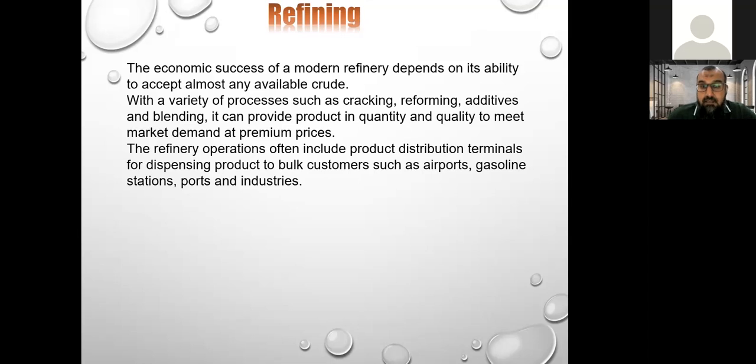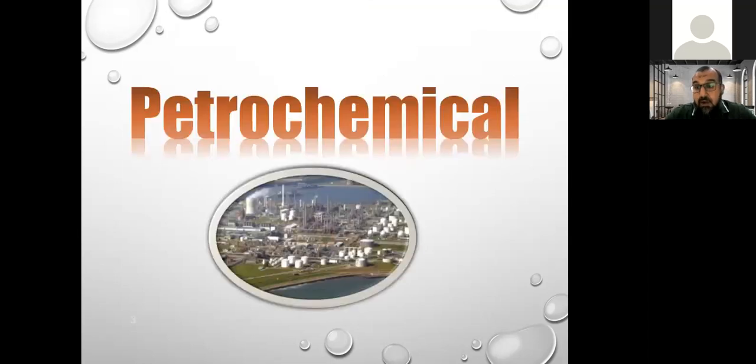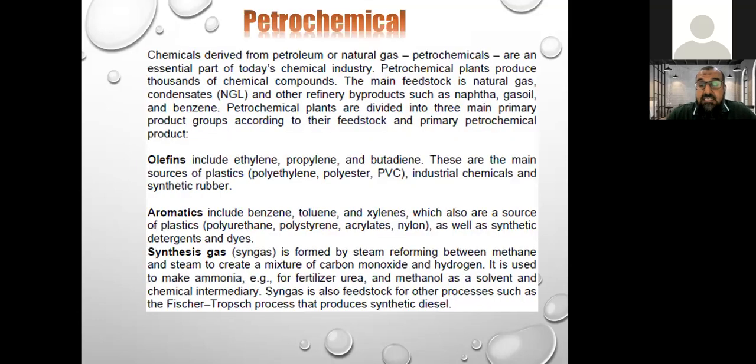The petrochemical, the last topic for today, is actually chemical from its name. It's not only petrol, it's not only hydrocarbon, it is a mixture between chemical and hydrocarbon. It's a chemical derived from petroleum or natural gas. So this is mainly the petrochemical. They are actually very required nowadays in our chemical industry to have a kind of petrochemical plant.